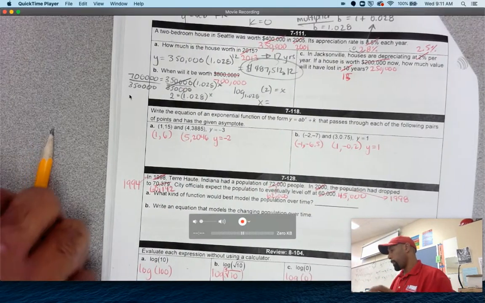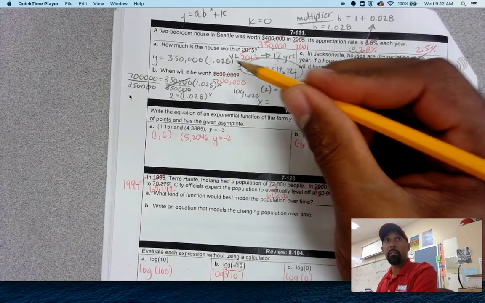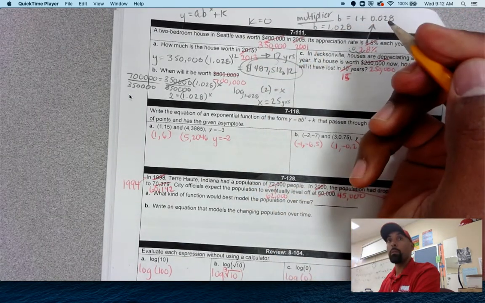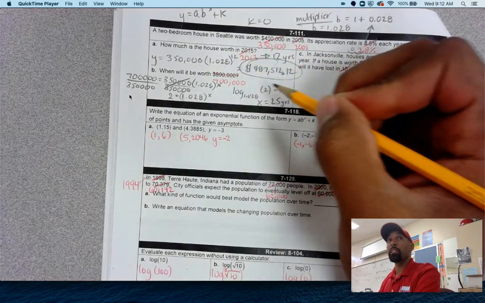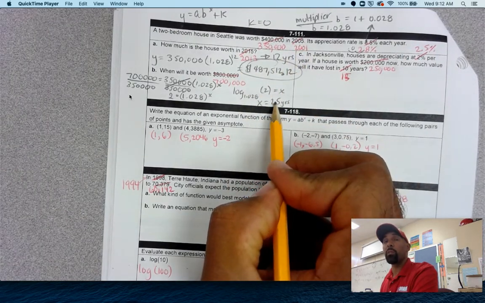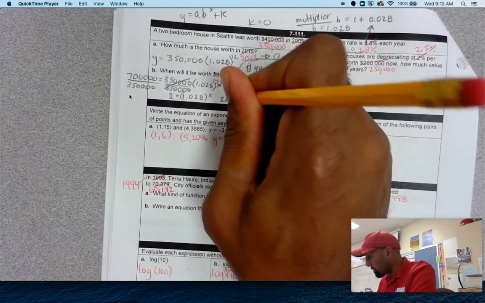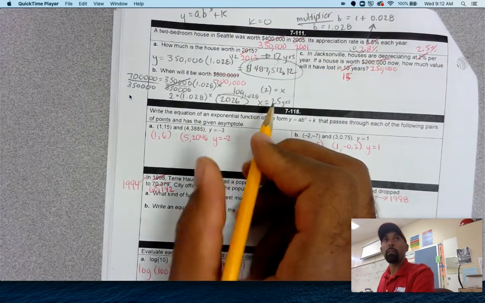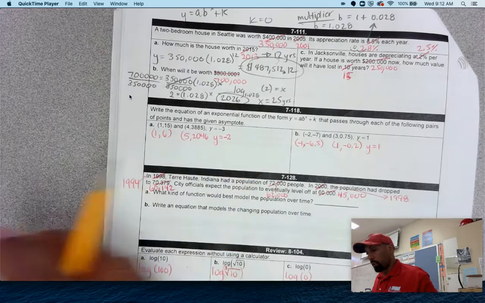25.1. So about 25. Remember, this is all about when will it be worth this much money. So in 25 years. Now, what if it's saying when? It's not saying how long, it's saying when. So it's asking what year. Well, if we're starting in 2001 and it's 25 years later, that means it'll be this value in 2026. So that's really what the question's asking for. Not how long, but when. So what year specifically? That's how you set that up.